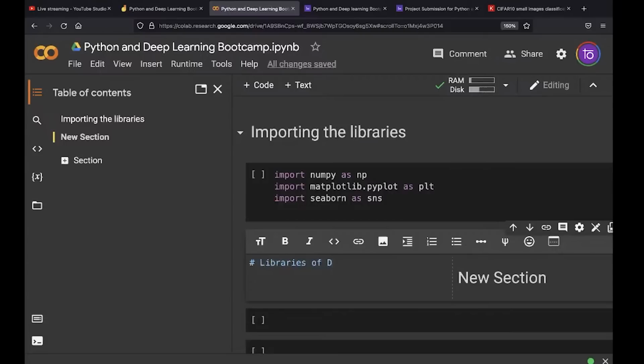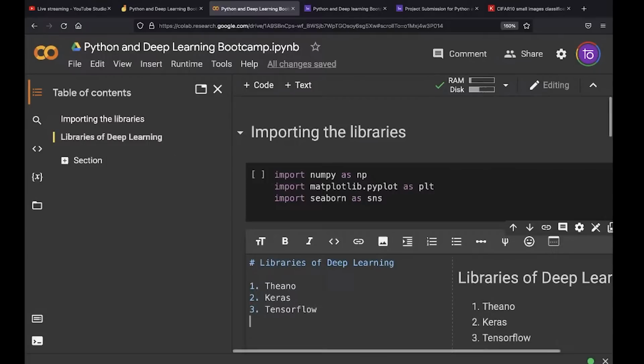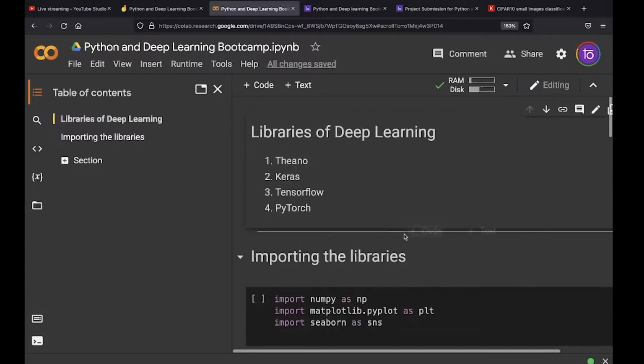Libraries of deep learning. So you have Theano. It's not Thanos, please, it's Theano. It sounds like one, right? Second is Keras. Then we have TensorFlow, and we have PyTorch. These are some of the popular deep learning libraries.